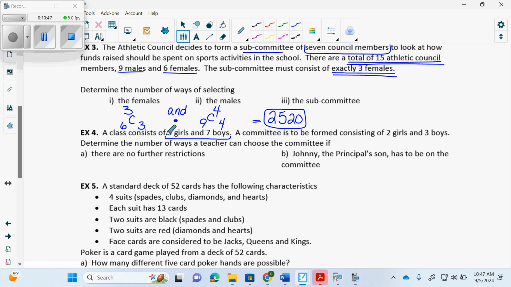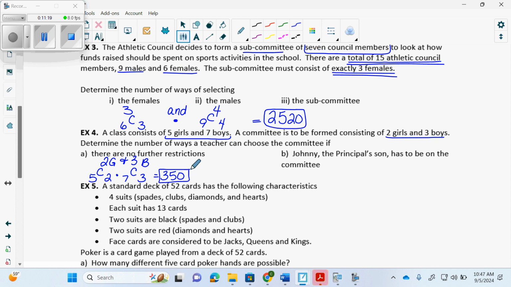But this one keeps going. A committee is to be formed consisting of 2 girls and 3 boys. Determine the number of ways a teacher can choose this committee if there are no further restrictions. So I need 2 girls and 3 boys. How do I guarantee getting 2 girls? Choosing from 5. So I go 5C2 times 7C3. And what's the answer to that? 350.